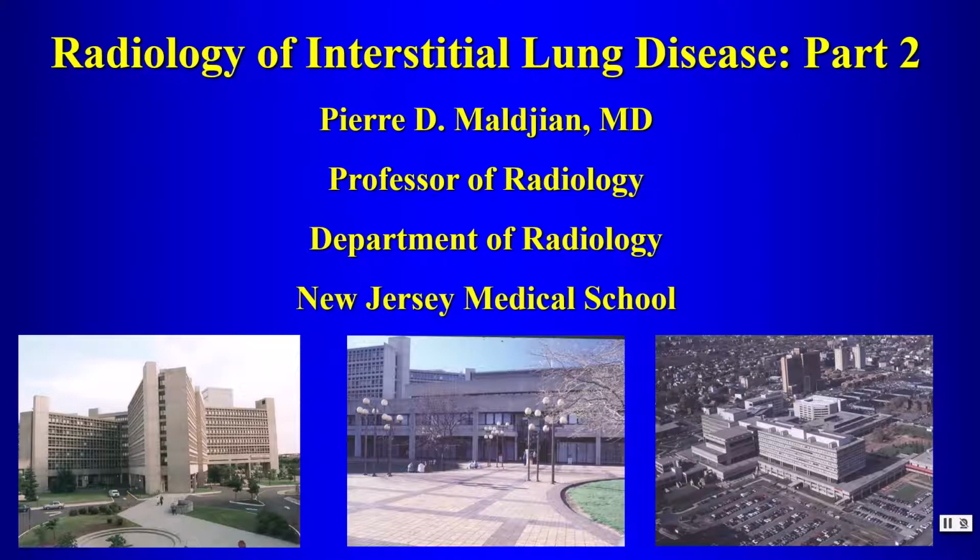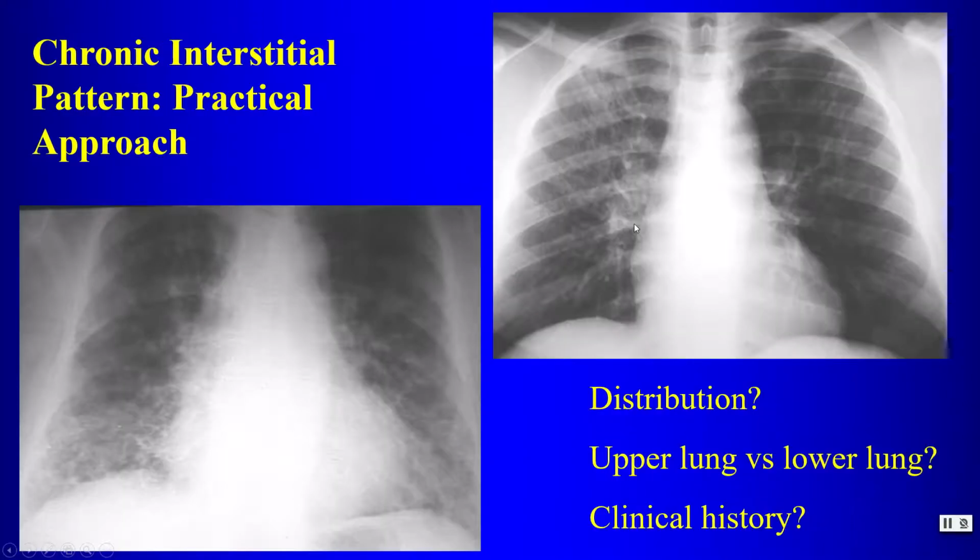Okay, so today we're going to continue with our discussion of interstitial lung disease, and we were talking about chronic interstitial patterns and the approach that we would use on chest radiography. Last time we covered much of the interstitial diseases that would give you an upper distribution of interstitial disease on chest radiography, and today we'll talk about diseases, or many of these diseases anyway, associated with a lower lung distribution of interstitial disease on chest radiography.